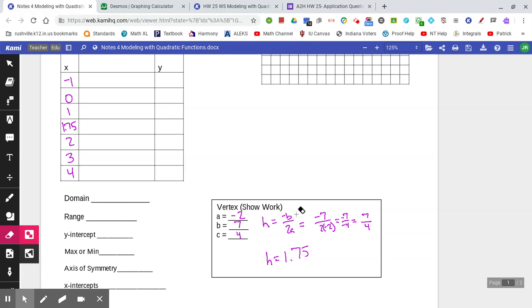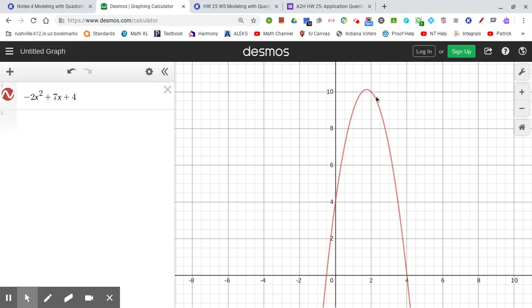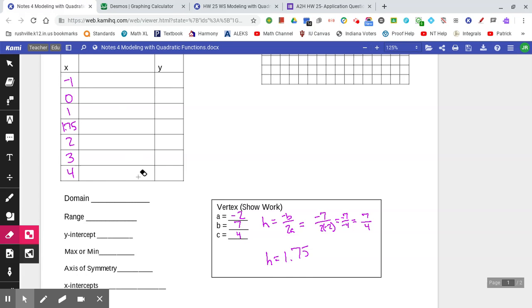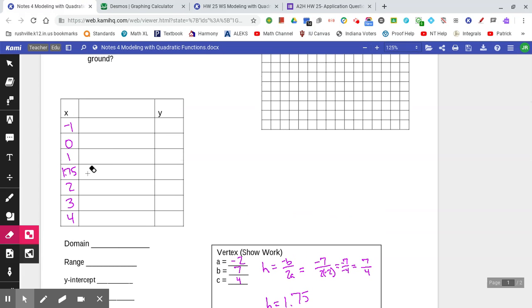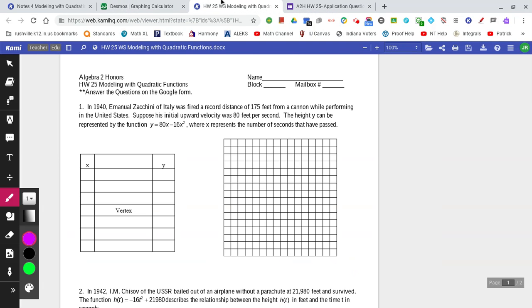You can use the formula h equals opposite b over 2a to find the x-coordinate of the vertex, or you can click on the parabola itself, and Desmos automatically tells you where the vertex is located. That is the center of your graph. So when you make your table of values, make sure that you include your vertex. Put it in the center when you are making your graph.